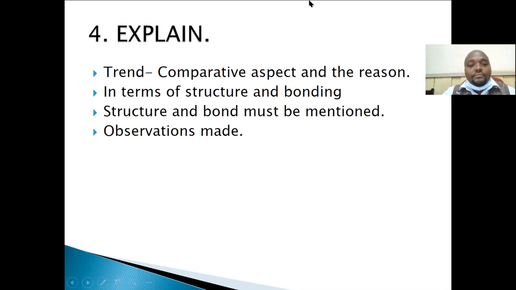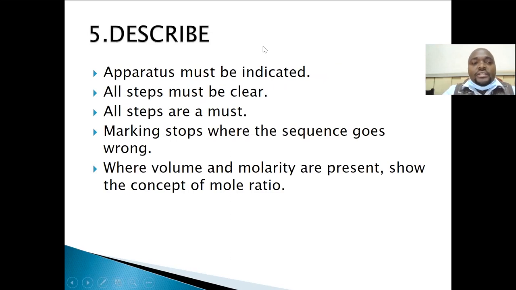Next, you can be told to describe. In describing, you must indicate the apparatus which you are using. For example, describe how you can obtain oil from groundnuts. In that case, you need to place a few groundnuts in a mortar. So the apparatus here, we have a mortar. Using a pestle, crush. So you can see, you are using the apparatus there.